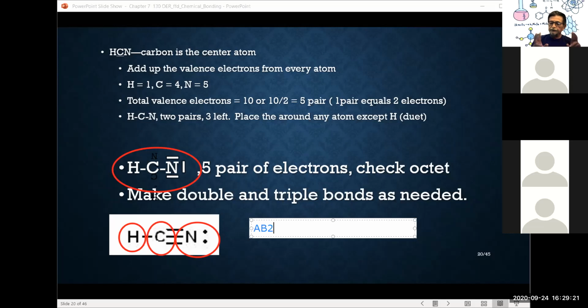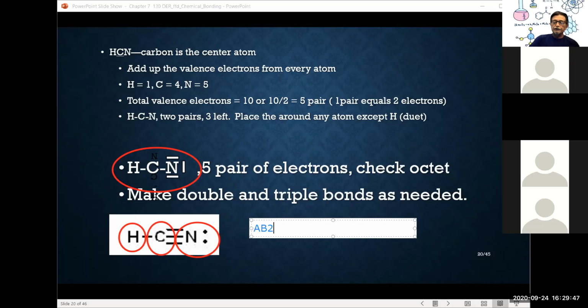So we have 2 types of pairs of electrons. We have a bonded pair and a non-bonded pair. Okay, a bonded pair is a pair that's bonded with another atom and it's being shared. A lone pair is just sitting there on the central atom, not being bonded with anything. Okay, so the general formula here is AB2.